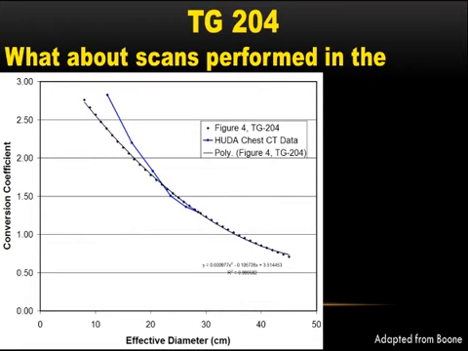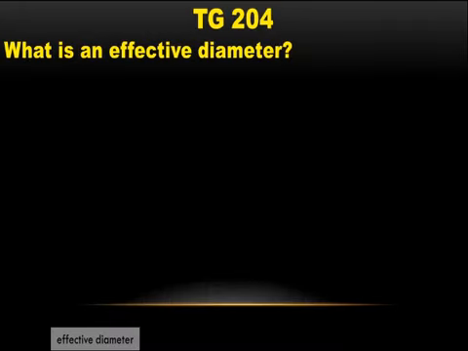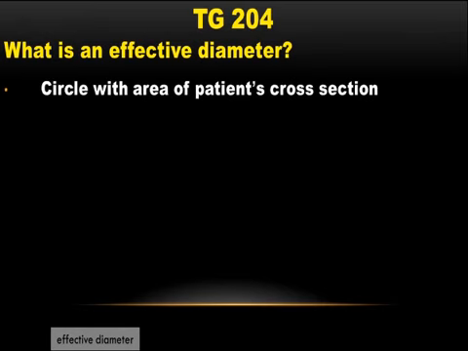What about the thorax? Again, there are going to be some differences. Huda published some data, and essentially there's a 16% difference at the smaller patients, but once we get to 17 centimeters, the difference is only about 7%, and greater than 17 centimeters, the difference is less than 3%. So again, we're not proclaiming that the SSDE is the exact patient dose. It's an estimate of that. And so this seems to be a reasonable way to approach that.